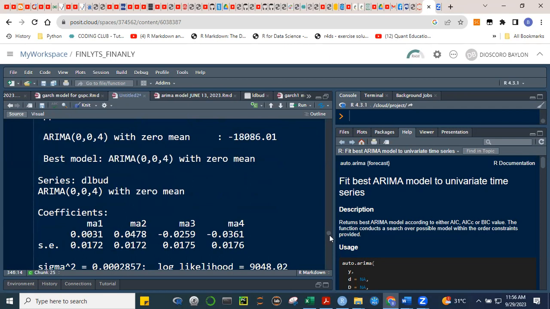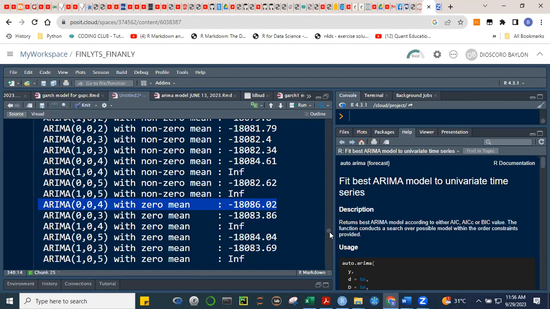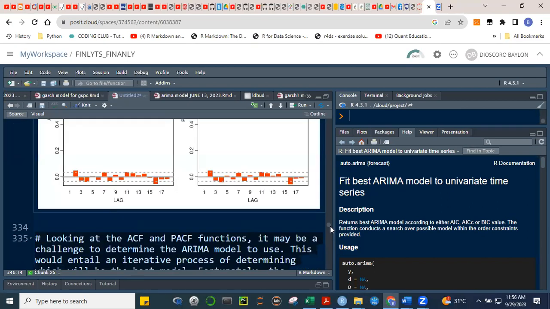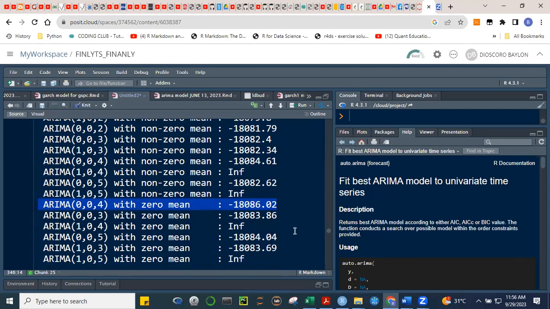Okay, so pareho lang dun sa kanina, no, yung trace, yung walang trace is equal to true. And then the coefficients are also the same. Okay, so now we know how R chooses between the different models that it uses. Ang pinakamali dito, as we said, it will be based on the lowest AIC, which in this case among the list is 18086.02.